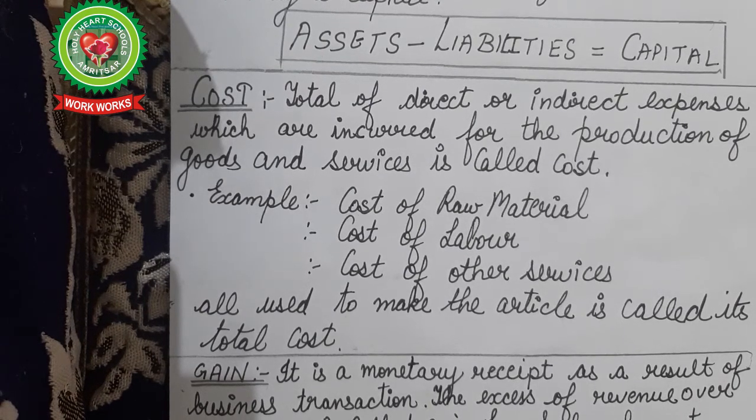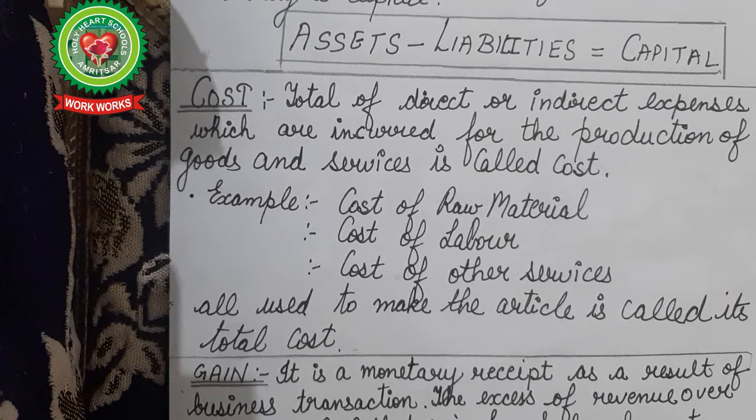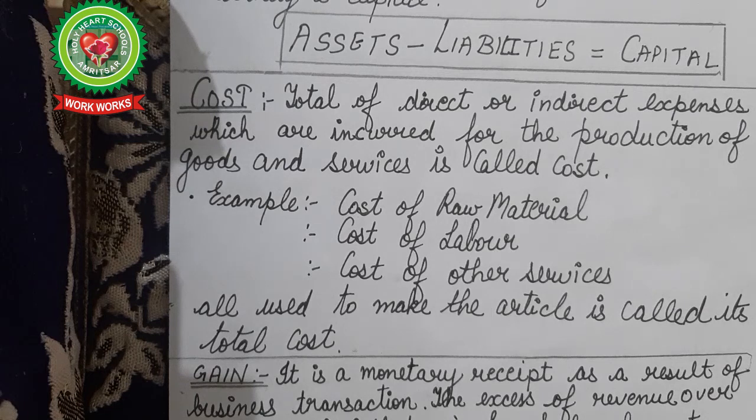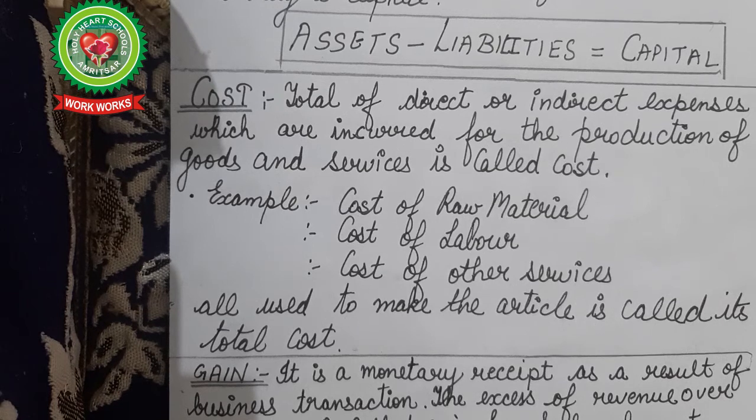So we have in a business, one has to pay so many expenses related to production, related to selling, related to operations of a business, clerical, mechanical staff, or you can say promotion of your product. So different expenses have to be incurred. Some are direct expenses. Direct expenses means related with production. Others are indirect expenses like advertisement. So it adds to the product, but it is not shown in the list price of the product. So direct and indirect expenses total, which is incurred for production of goods and services, is called cost. For example, cost of raw material, labor, many more services, all are tied up together and it's called total cost.